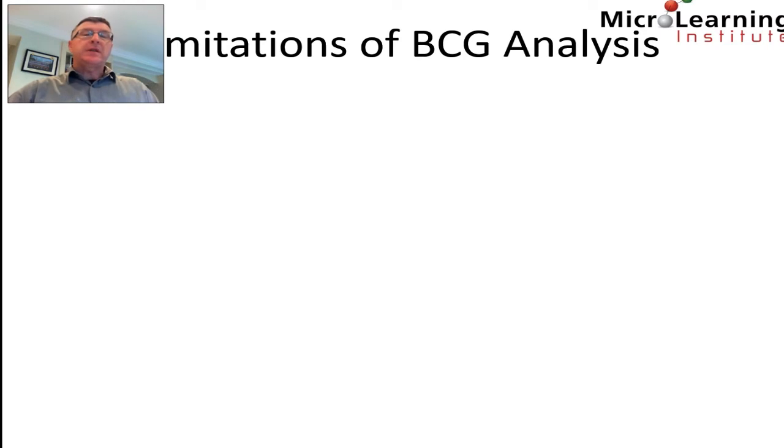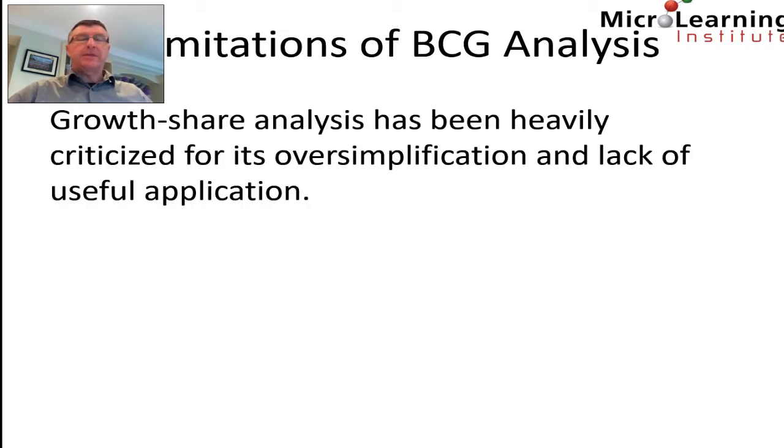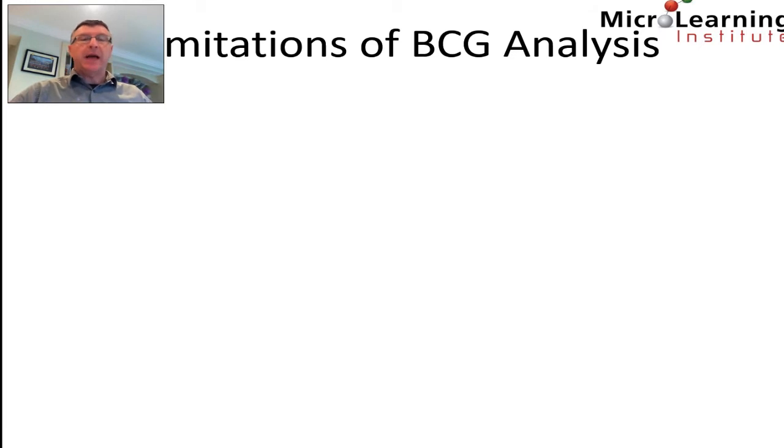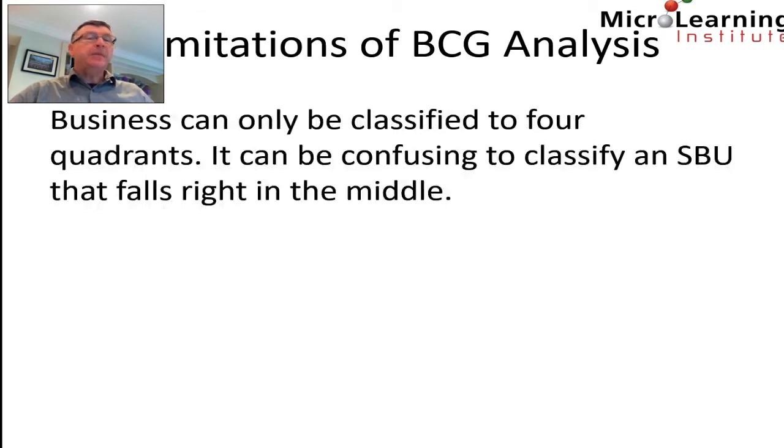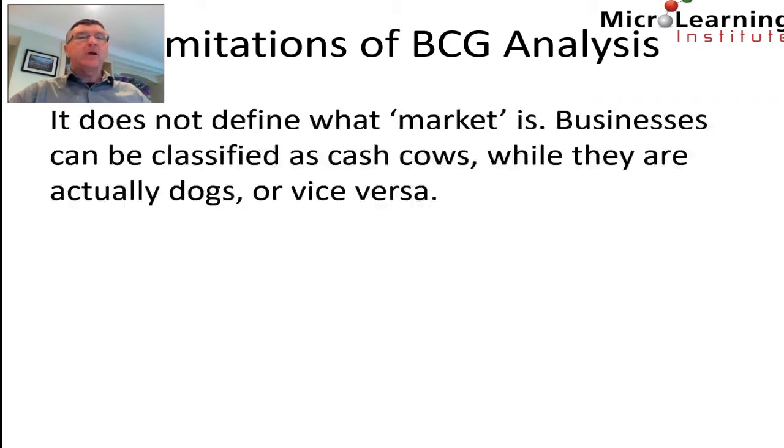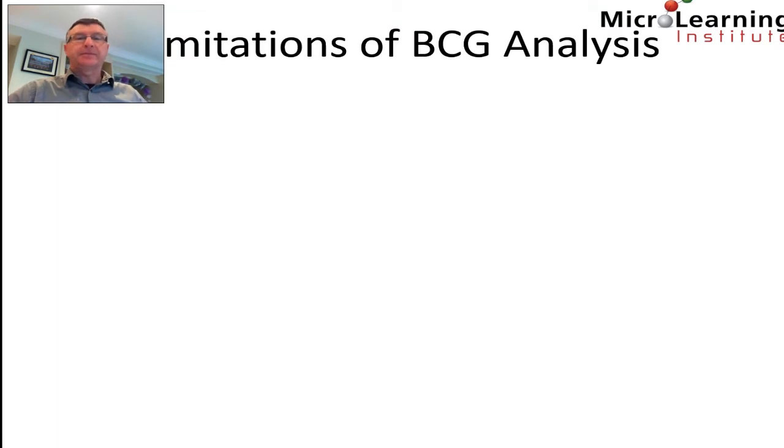The BCG matrix is criticised for a number of reasons. Firstly, growth share analysis has been heavily criticised for its oversimplification and its lack of useful application. Businesses using the BCG can only be classified into four quadrants, and it can be confusing to classify a strategic business unit that falls right in the middle of some quadrants. Also, the BCG matrix does not define what the market is. Businesses can be classified as cash cows while they are actually dogs, and vice versa.